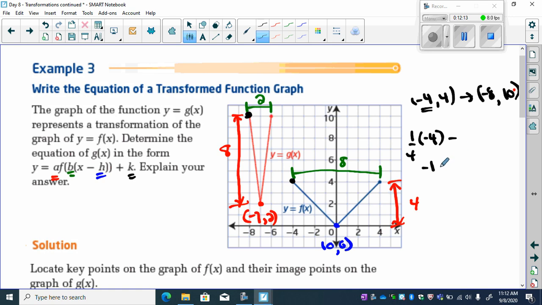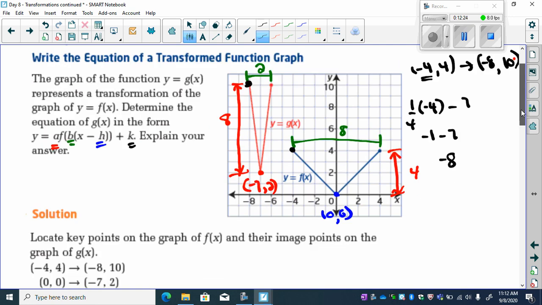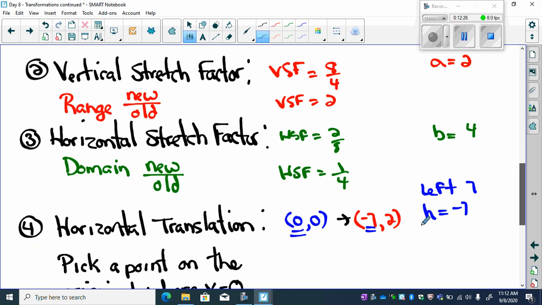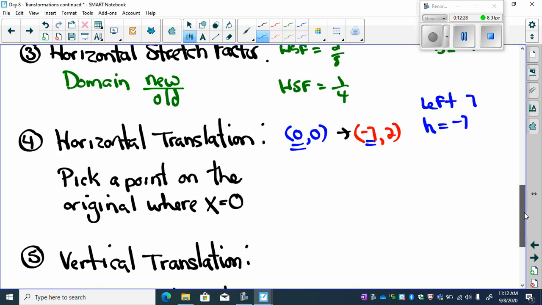Okay, well, what would I subtract from the -1 to get a -8? The answer is 7. So you can see that the horizontal translation is still 7 left.